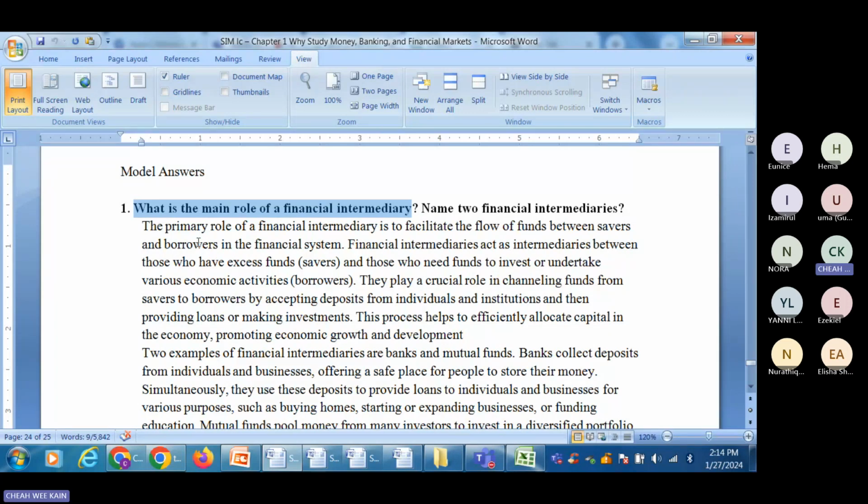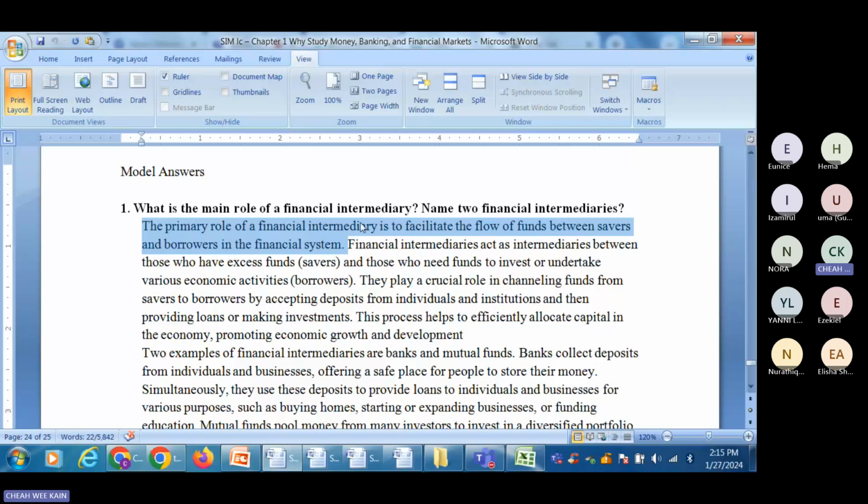Okay, the primary role: facilitate the flow of funds between savers and borrowers in the financial system. Who are the savers? People like you and me. We put in the money inside the saving account or checking account or fixed deposit account. What are the borrowers? The borrowers, people borrow from the bank. They buy car, they buy house, they buy for business, any loans for business, okay, and so forth.